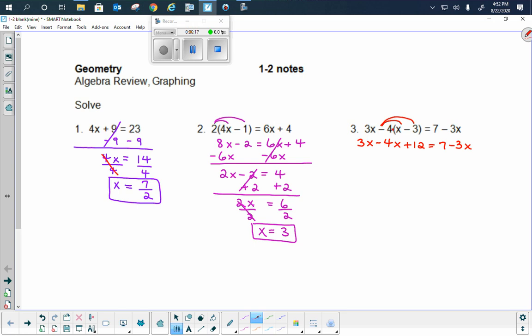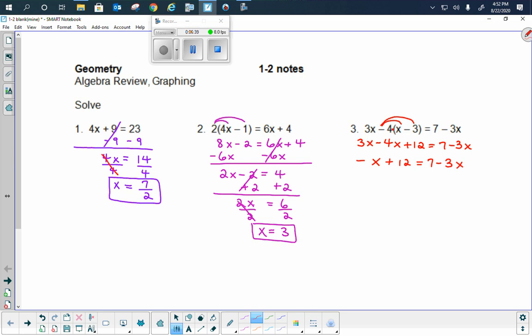Remember, in mathematics, we do not write 1 in front of x's. Just like we also don't write x to the first, we just write x. So get out of that habit if you are in it, please. But that does mean -1x plus 12 equals 7 minus 3x.